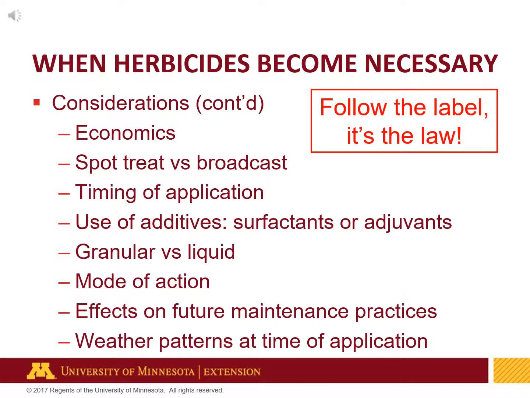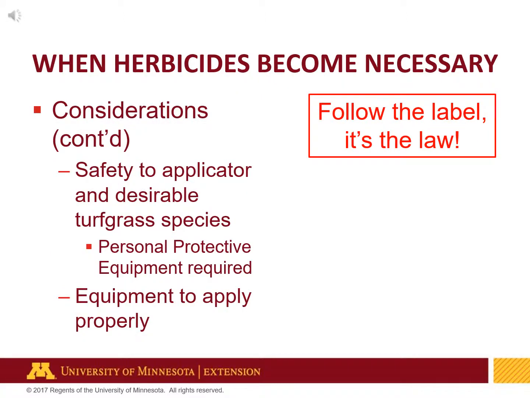In some cases, the use of a particular herbicide may affect future maintenance practices. For example, applying a pre-emergent herbicide may limit your ability to reseed the area for an extended period of time. Weather patterns can also affect the effectiveness of an herbicide application. When in doubt, consult the herbicide label for specific instructions and precautions. Equipment necessary for the application and for the applicator's safety, such as personal protective equipment, may need to be ordered or restocked.